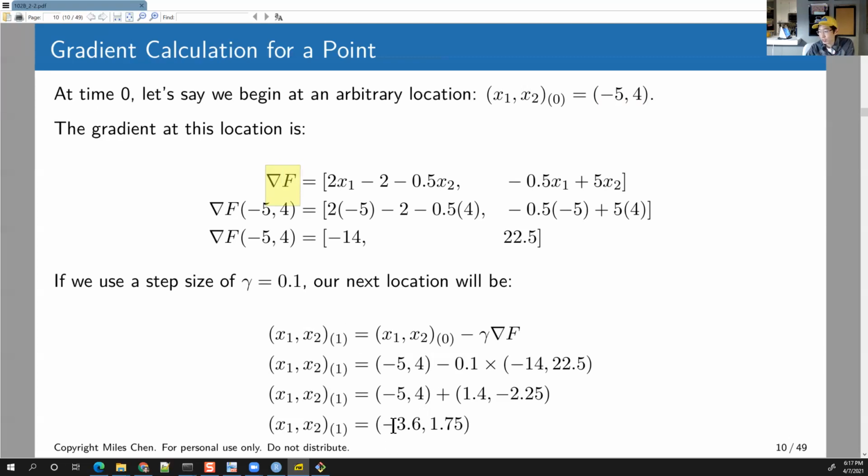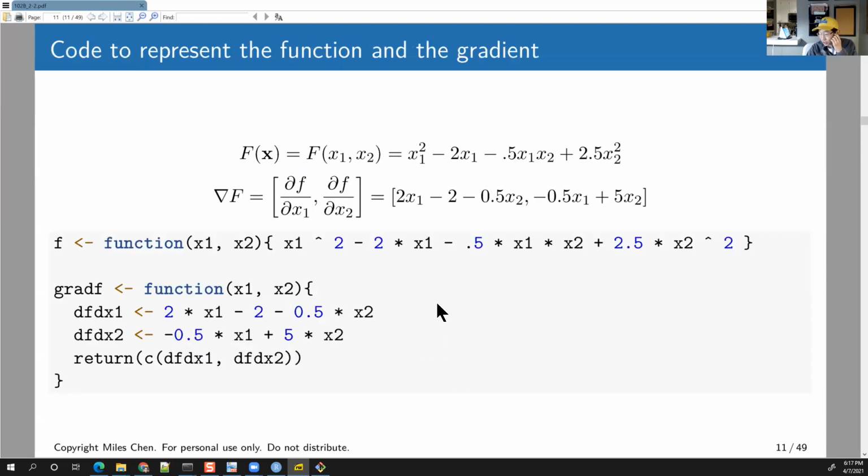Okay? And when you do that, we're going to end up somewhere over here. Computationally, this is what it might look like. So here I'm going to write a function for f. I know this is not great R style where I put the function in one line, but we're going to say the function of f is x1 squared minus 2 times x1 minus 0.5 times x1 times x2 plus 2.5 x2 squared. And then the gradient of f is going to return a vector of length 2.